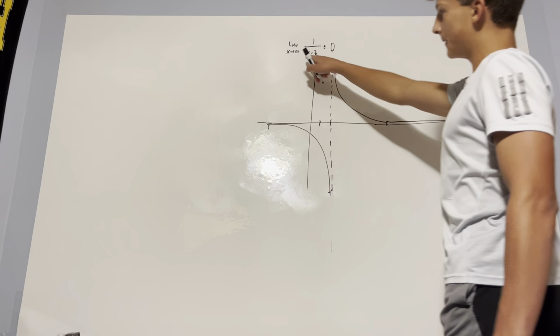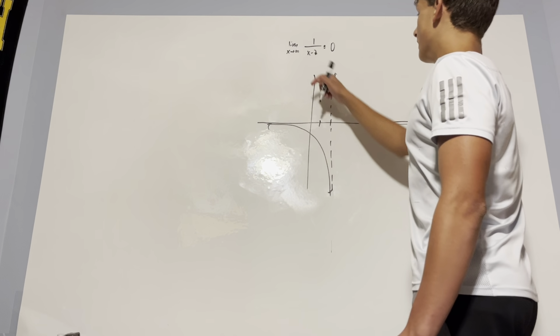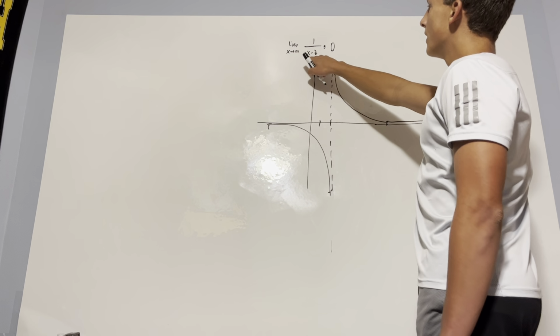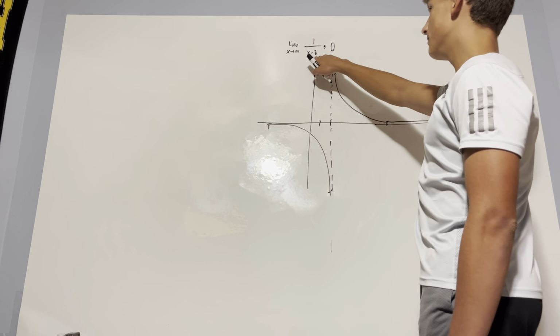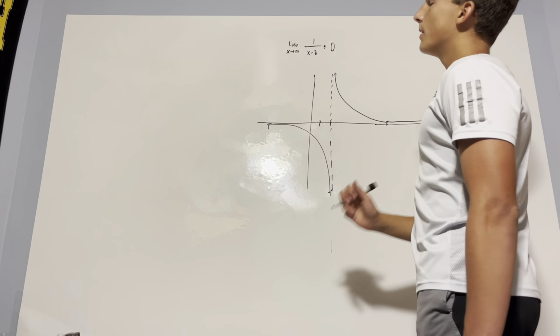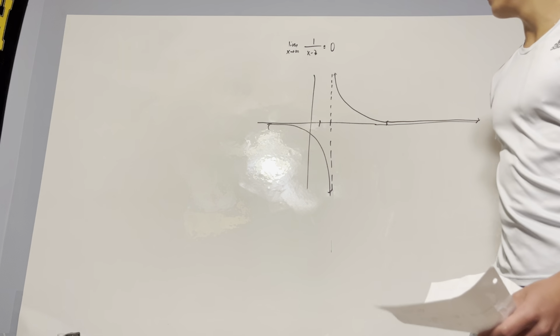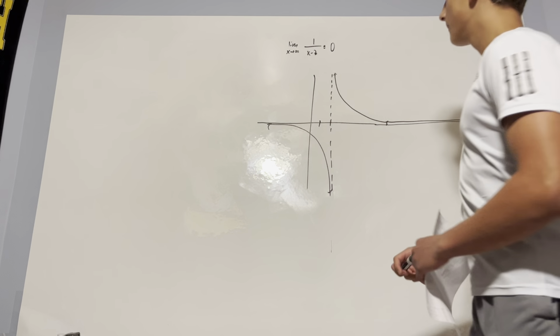We can also say that, because if we were to look at this, we plug in infinity on the bottom. Infinity minus 2 is still going to be infinity, and 1 divided by infinity is 0, because 1 is a finite, any finite number divided by infinity is going to be 0.